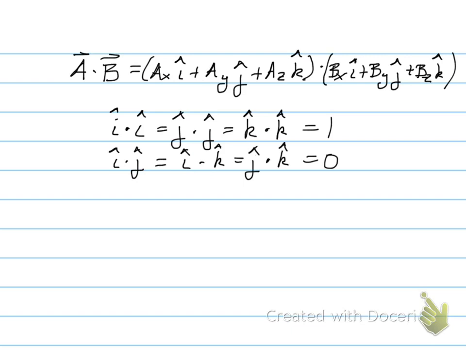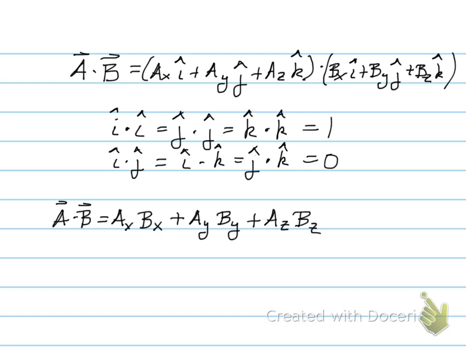Those are all 0. And when we put all this together, here's a very easy way to remember and to write out the dot product in terms of the components. Multiply the x components together, multiply the y components together, multiply the z components together, and add those three terms.